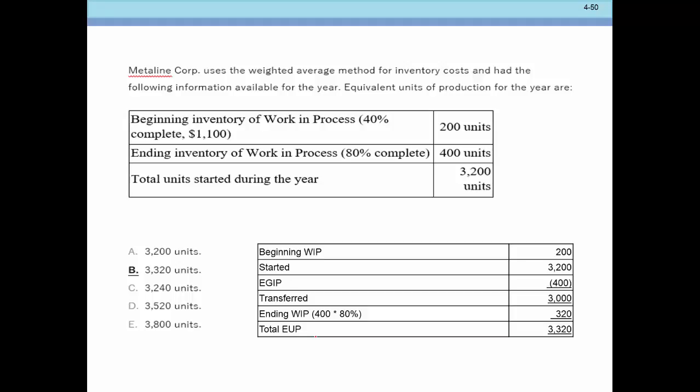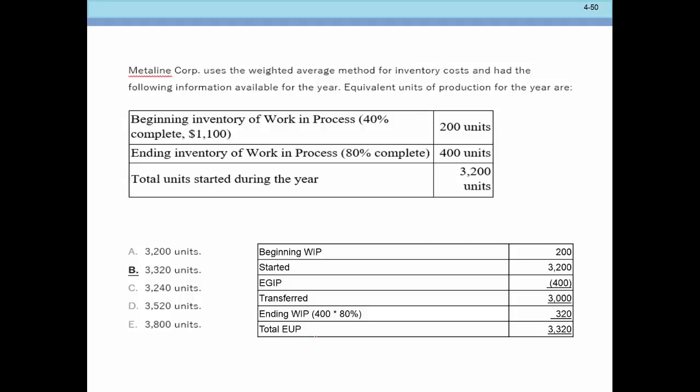Now, this one, they took a little different approach, and you might like this better. I'm just going to show it to you. My brain doesn't process it this way, but if you want to do it this way, you could say beginning work in progress plus the number of units started minus the ending work in progress means these are the units we transferred, plus now the equivalent units. Okay, that might be a little more straightforward for some people.